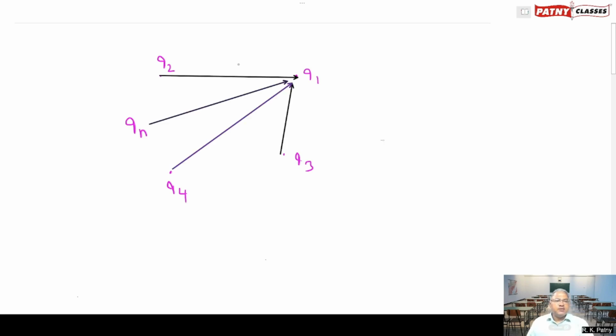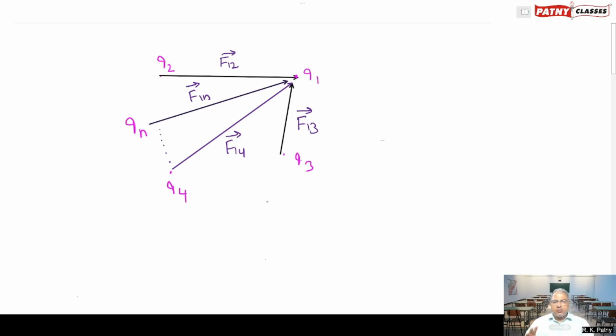When n charges are placed, there is a force on Q1 due to every other charge. For example, vector F12 is the force on Q1 due to the charge Q2. Similarly, due to the charge Q3, there is a force F13 acting, and due to the charge Q4, the force vector F14 is acting, and so on. Vector F1n is acting on the charge Q1. In summary, there are many charges placed in the vacuum.